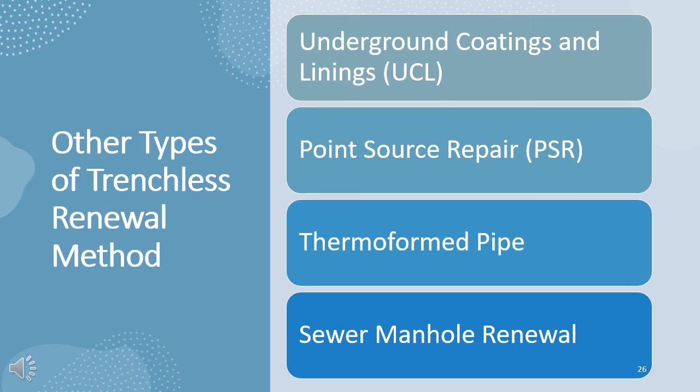Now, some of the other types of trenchless renewal methods that are available in the industry right now will be underground coatings and linings, point source repair, thermoformed pipes, and sewer and manhole renewal methods. Now, underground coatings and linings, with this method, it provides higher resistance against moisture and corrosion in pipes. The materials that are used for this method include a composition of polyester, polyurethane, vinyl ester, concrete sealers, and silicone in order to use this method.